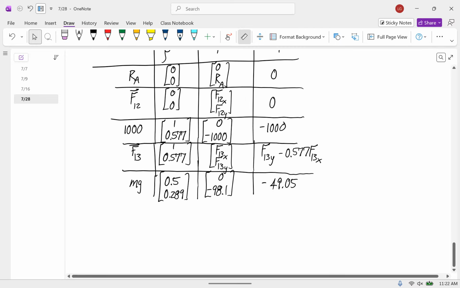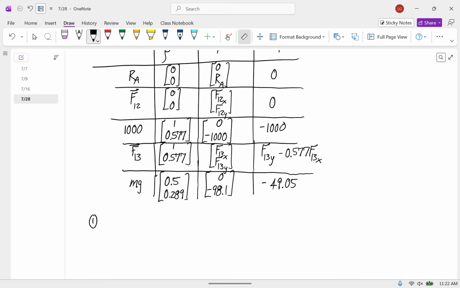Okay, so now I'll start with Newton's second law, x and y components. The first equation is the x component of Newton's second law. So that's F12x plus F13x is equal to 0. Now the y component of Newton's second law, we have RA plus F12y plus F13y is equal to positive 1098.1.